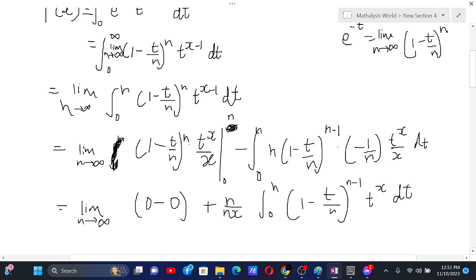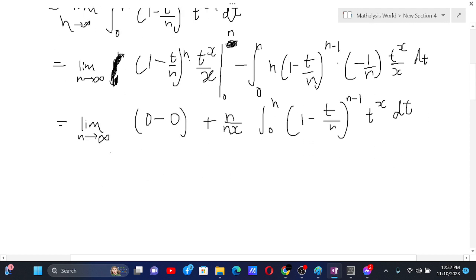Okay, it's something like what we had earlier, but now x minus 1 has changed to x, and n has changed to n minus 1. That's the difference. Otherwise it's all looking good. Okay, so let's proceed.